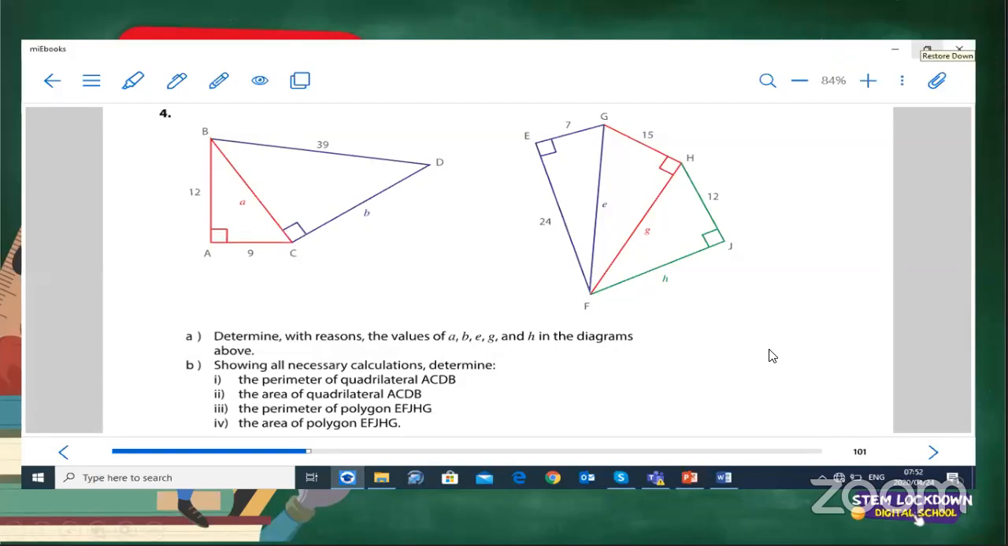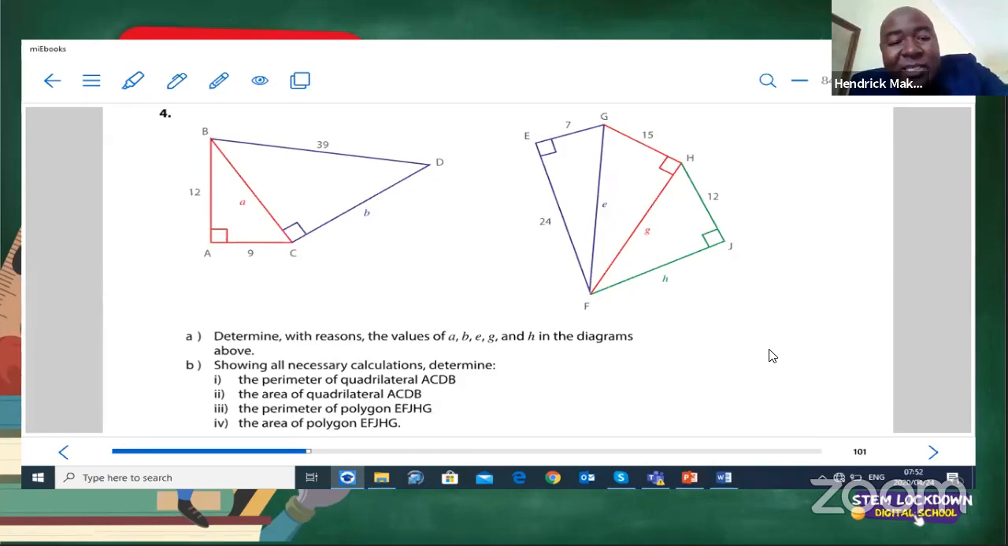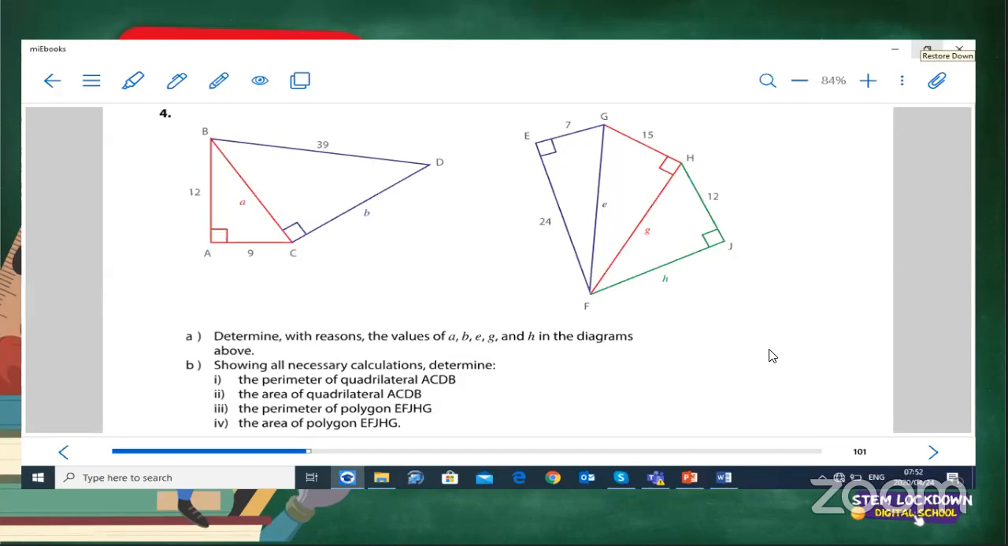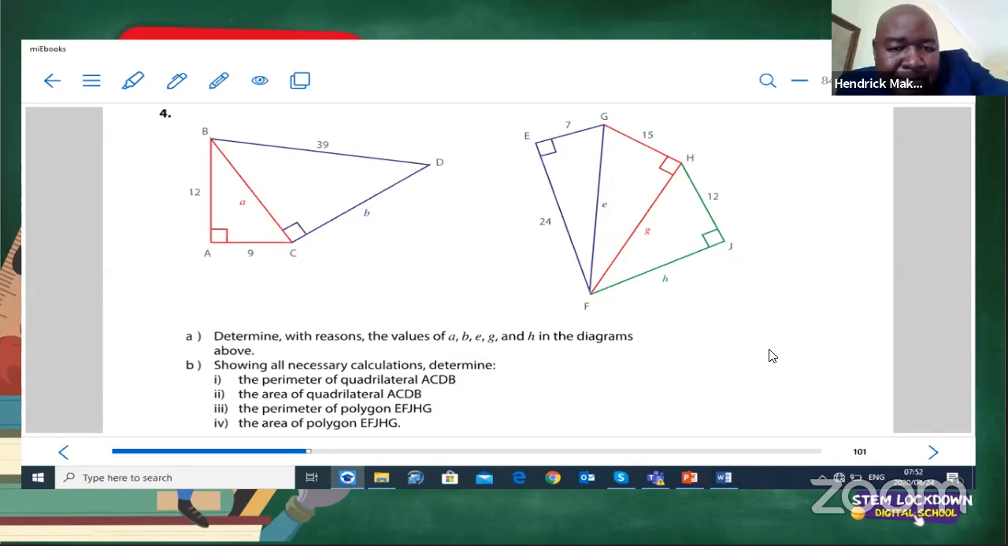Yes? 96. How did you find 96? 9 plus 36 plus 39 plus 12. Yes. All right, 9 plus 36 plus 39 plus 12, and the total amount is 96. 96 centimeters. Yes. I fully agree with you. It will be 96. That will be the distance around the shape, the edge of the shape.